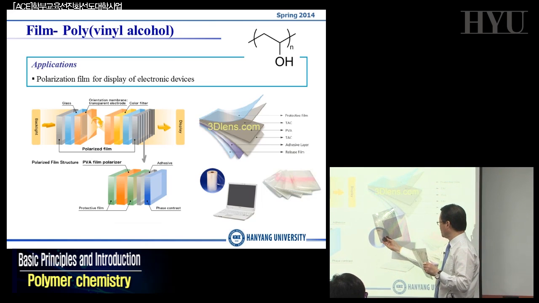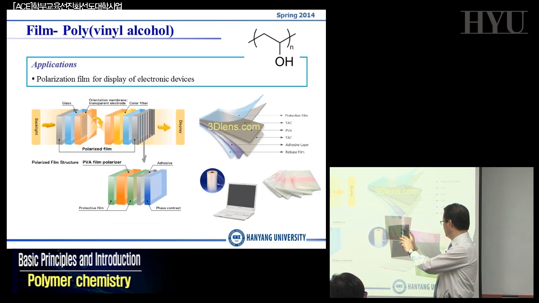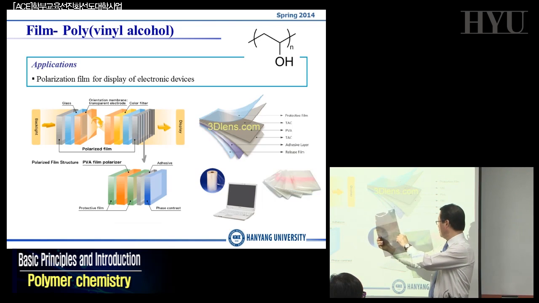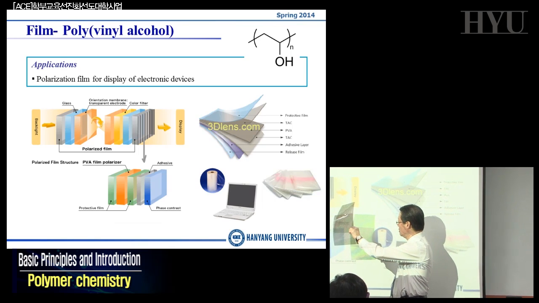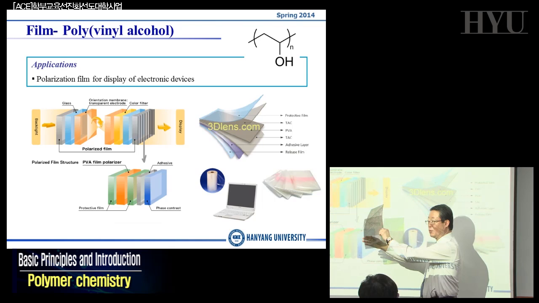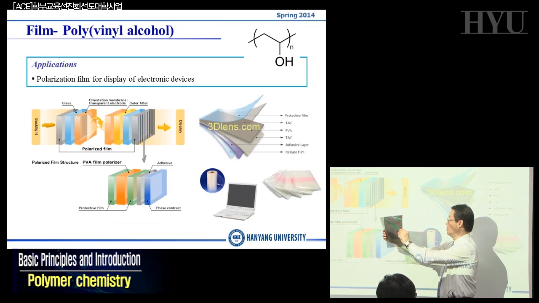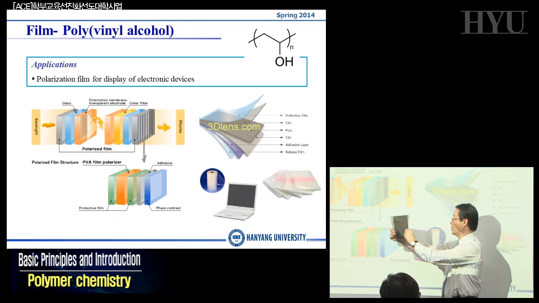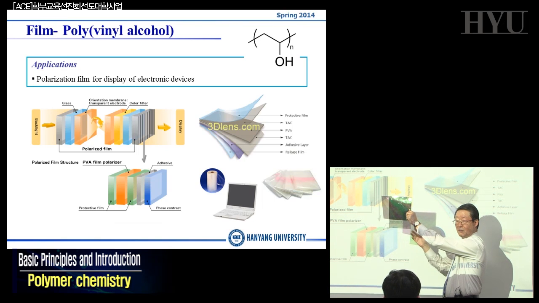And I have a second film. When I overlap this film, you can clearly see there is no difference. But if I make it overlap in this way, in a perpendicular way, there are clearly different colors. So it's a little much darker.